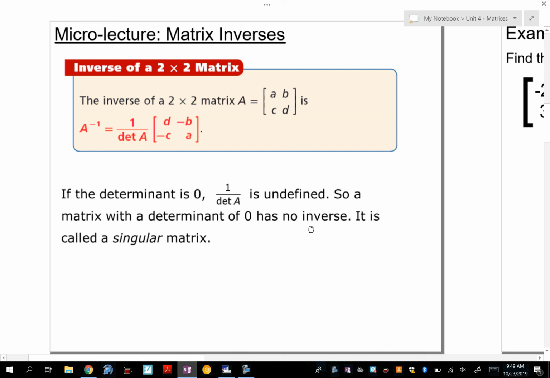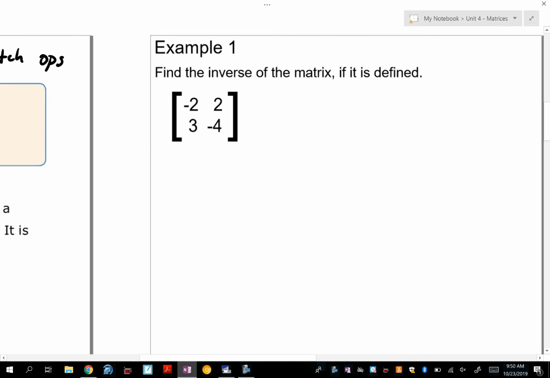And there's kind of a cool way to remember how to do that. I think switch ops. So switch places, opposite signs. Switch places, opposite signs. That's how I always remember it. Switch ops. You don't have to use that. I just like to use it. Let's do an example together slowly.